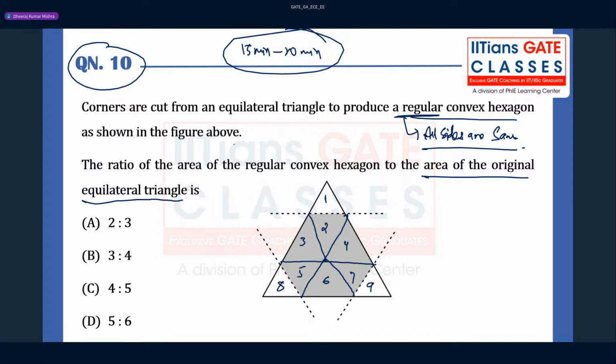But what they are asking is the ratio of the area of the regular convex hexagon. So there are 6 equilateral triangles, so the ratio is going to be 6 upon, 6 times the equilateral triangle area, upon the area of the total equilateral triangle. How many small equilateral triangles are there, guys? There are 9, so 9 times the smaller equilateral triangle area. So this will get cancelled, and it will be nothing but 2 by 3, right? So the answer for this question is 2 by 3.